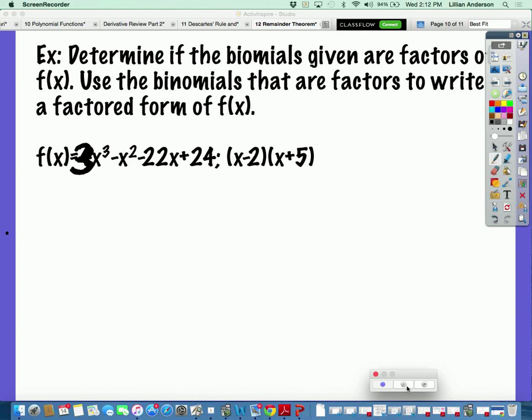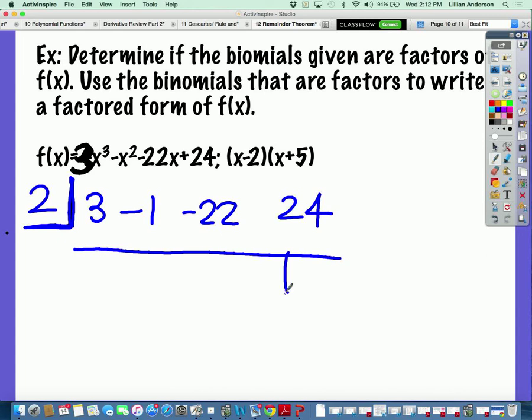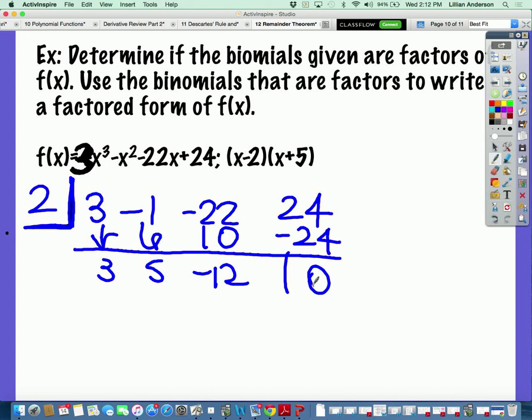So you test them. To test, I'm gonna plug in, I wanna use which one? 2. And it's a positive 2 because remember it's always the opposite of this. So I have 3, -1, -22, and 24. Don't forget, whenever you're missing a term, what do you need? That placeholder. Bring down the 3. Multiply. Add. Multiply again. Add. Multiply again. And add. What does that mean?